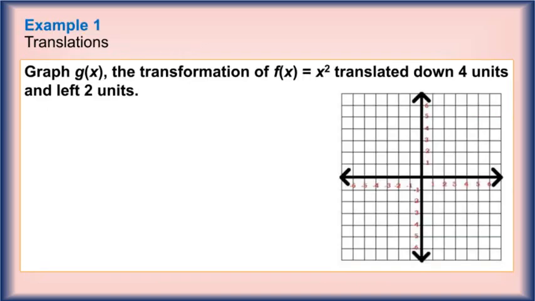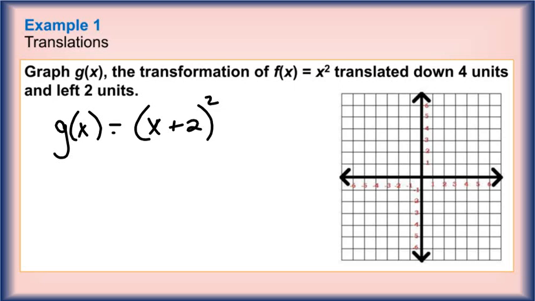Let's take a look at our first example. It says graph g of x, the transformation of f of x equaling x squared, translated down 4 units and left 2 units. What this is saying is g of x will be translated 2 units to the left. That means this is x plus 2 squared, and then 4 units down, which would be minus 4. So if I were to graph this one, I would have a point at -2, down to -4. And then everything else would be the same.